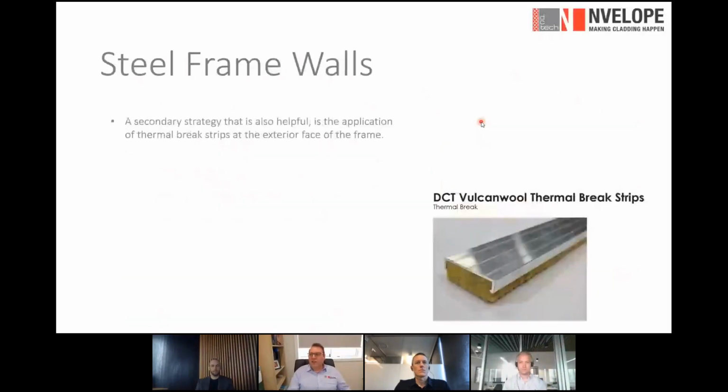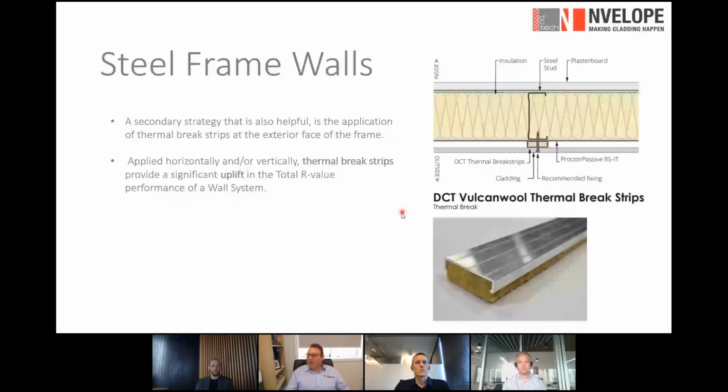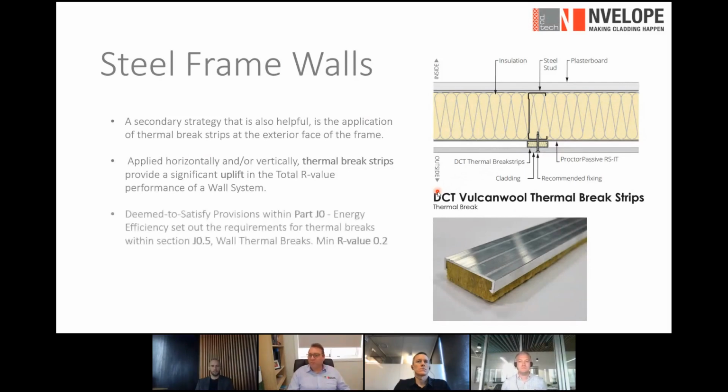Other strategies include thermal break strips. So similar to our Vulcan wall, it's a non-combustible thermal break. You can place that on the exterior face of the stud, and it acts as a batten supporting the cladding. These can be applied both vertically and horizontally, and you get significant uplift in your R values and the overall wall performance by installing these. We're going to actually cover this later on.